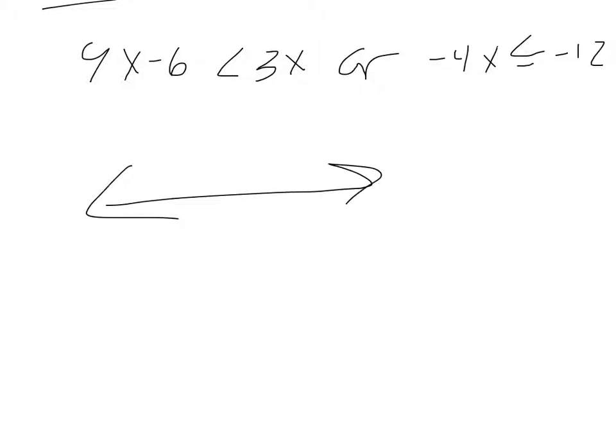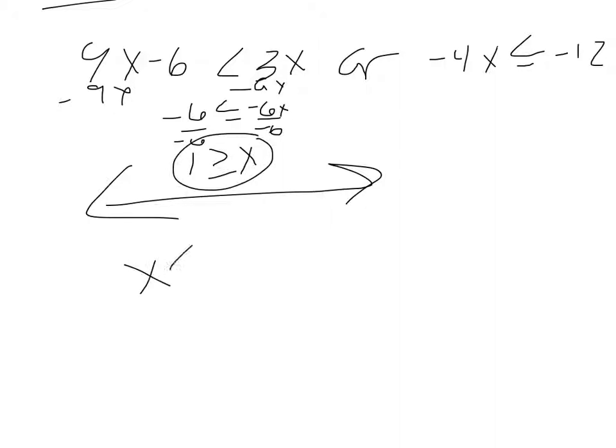So here I'm going to move 9x over, minus 9x, minus 9x. Negative 6 is less than or equal to negative 6x, divided by negative 6. So we get a 1, flip the sign. So here we have x is less than or equal to 1. So go ahead and graphing that. Solid dot at 1, x is less than or equal to that, so we shade down there.